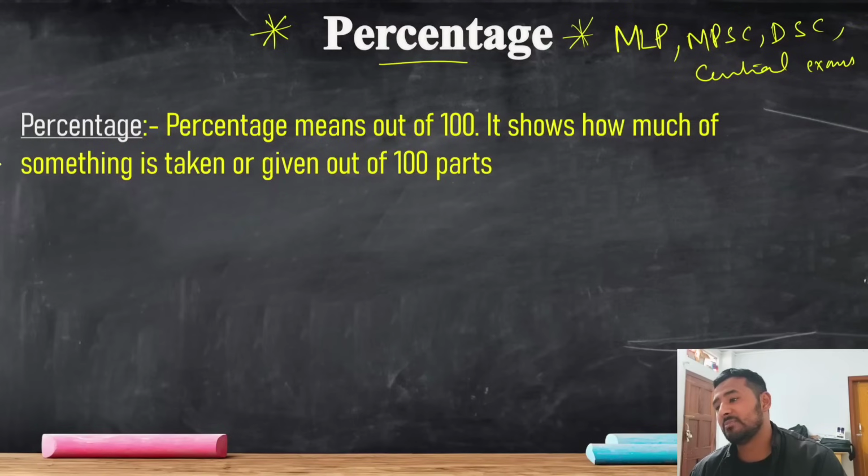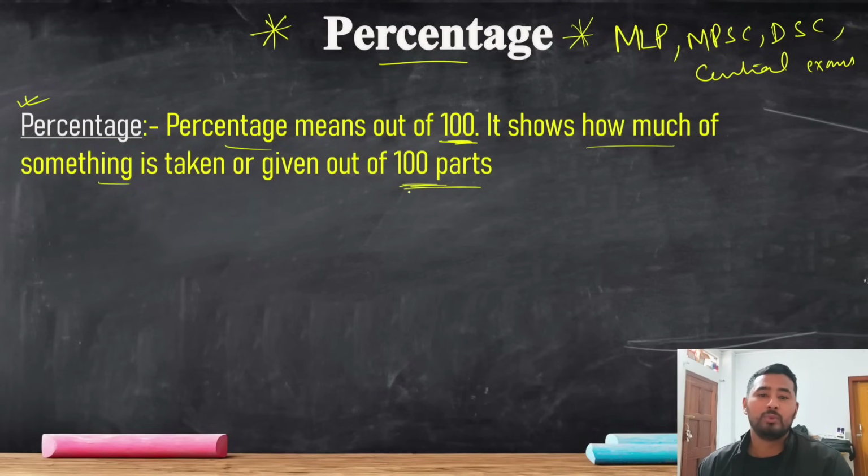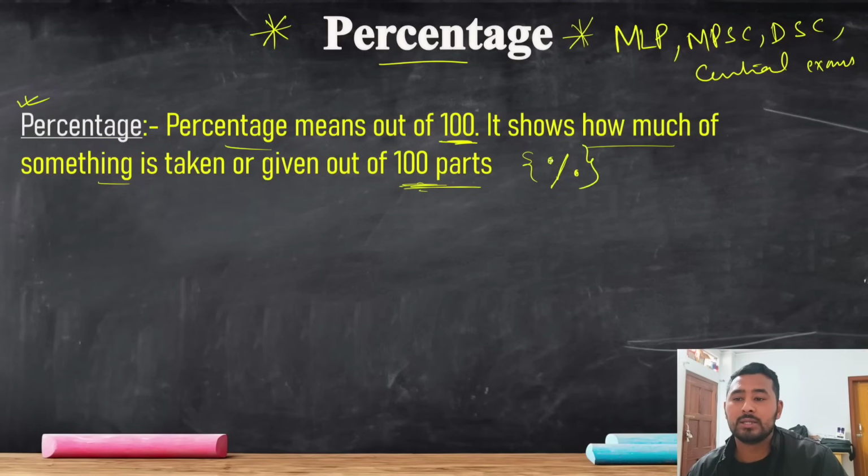Okay, so let us begin with the definition of percentage. What is percentage? Percentage means out of 100. It shows how much something is taken or given out of 100 parts. The symbol of percentage is this one. See, it is out of 100 parts.